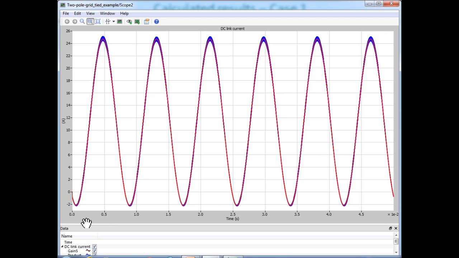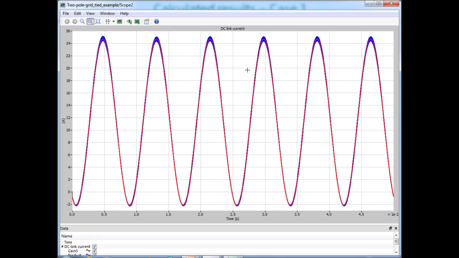The scale here on the x-axis is from 0 to 50 milliseconds. In 50 milliseconds, we have 6 cycles. Therefore, the frequency of this average DC link current is 120 Hertz as we expected, plus a DC component. You can see the offset. The zero line is here, so there is definitely a large DC component.